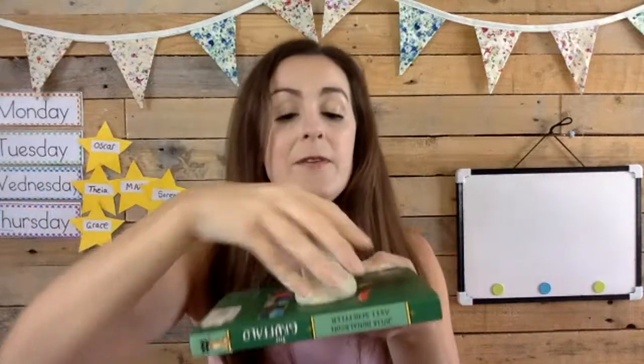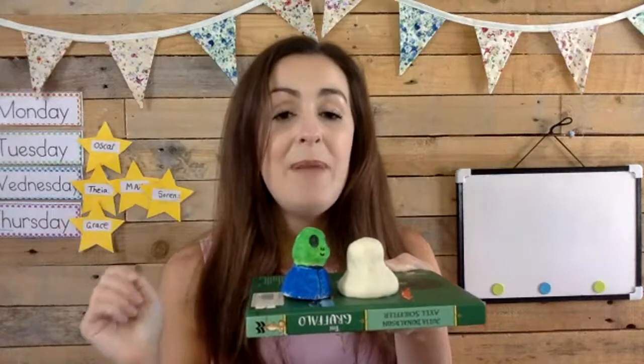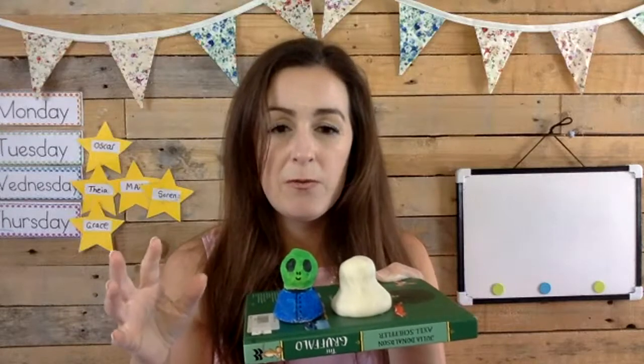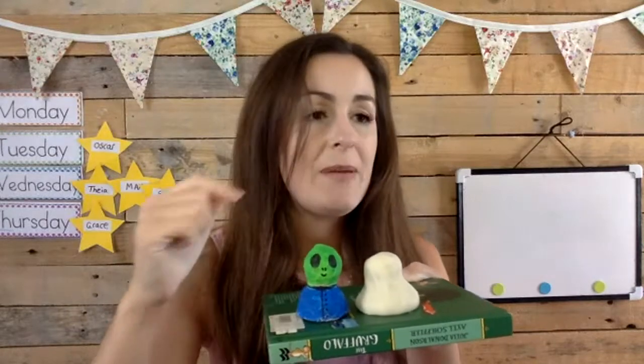And then I put that in the oven for about 1.5 hours to 2 hours and then take it out and paint it. Now these needed, I wanted really bright colours, so these needed about 3 or 4 coats of paint, and then I used a Sharpie for the detail. So that's how we made our aliens.